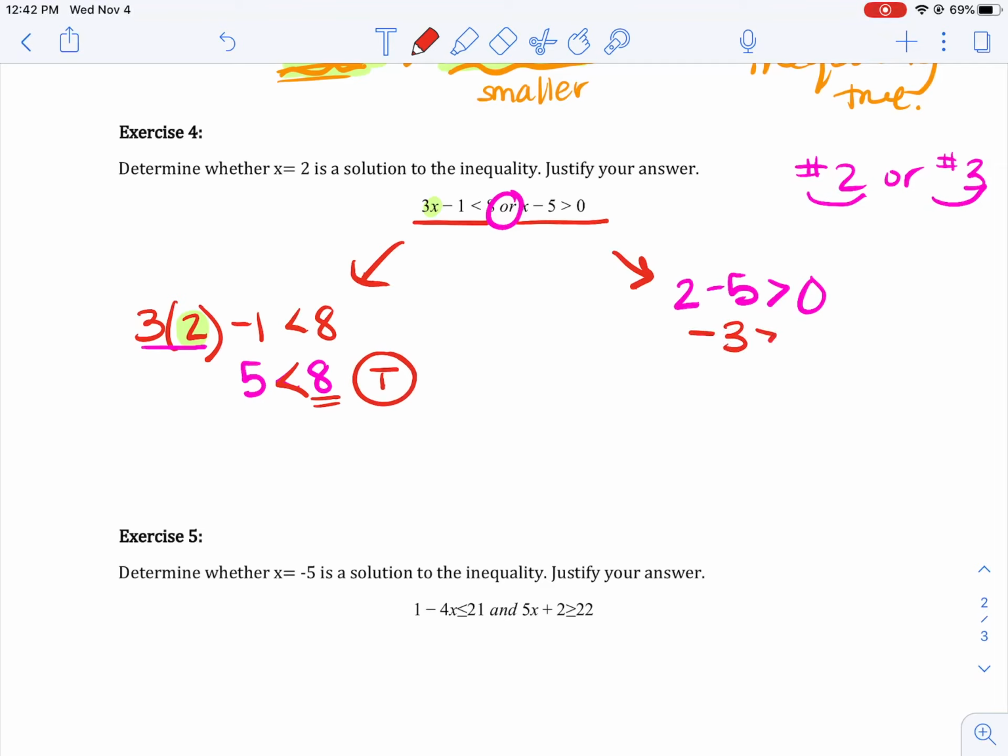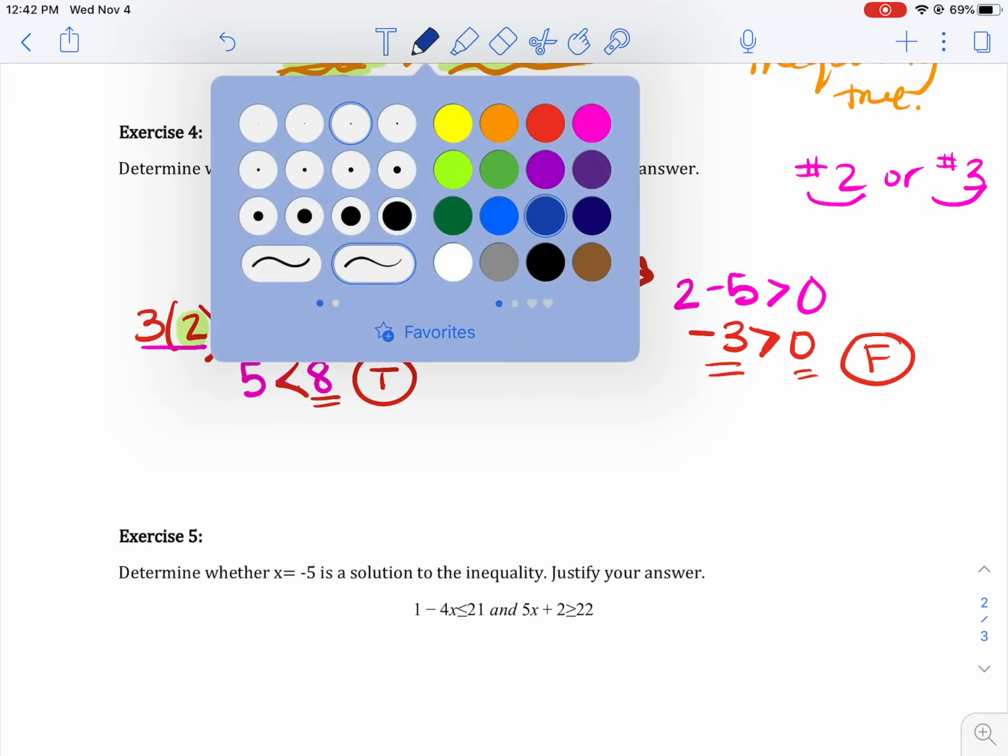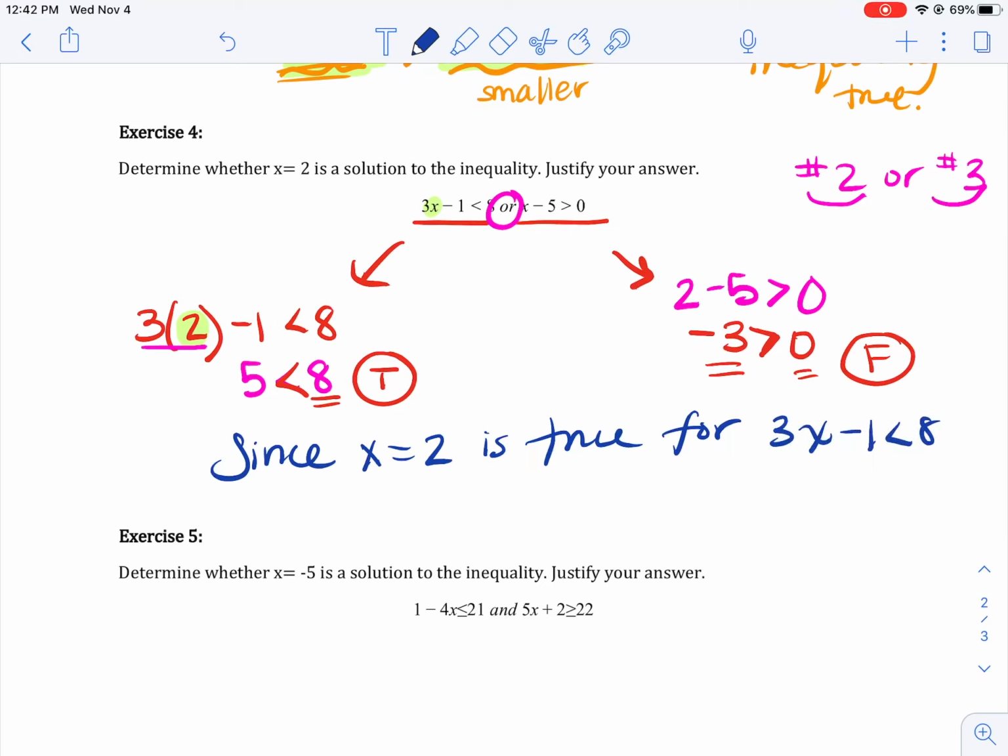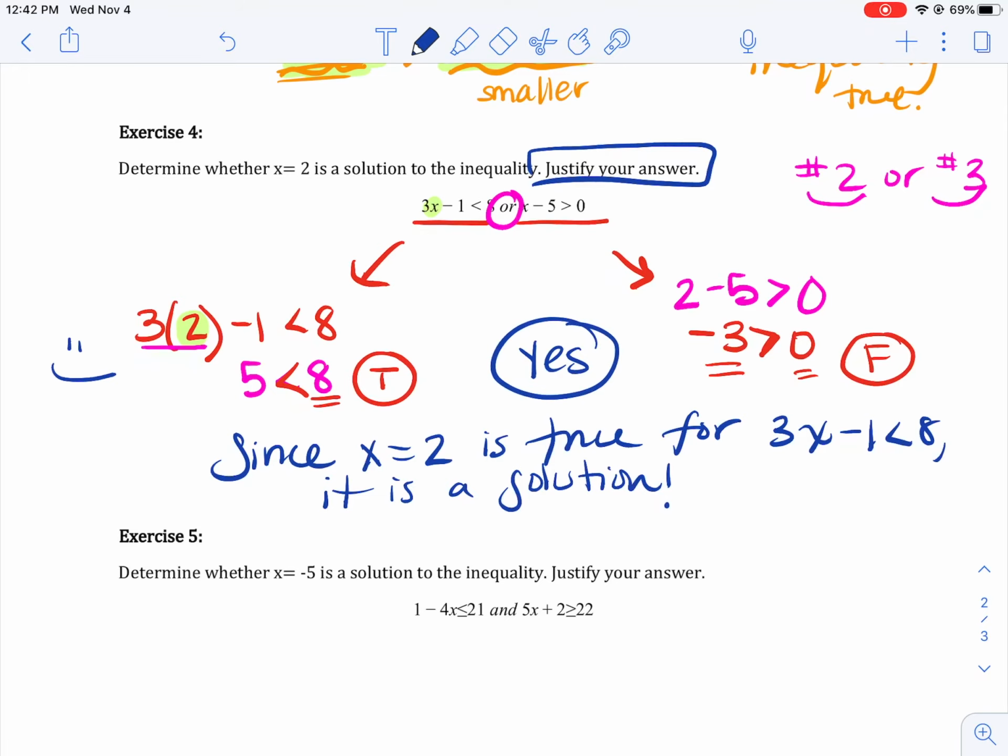Here, we have negative 3 is greater than 0. This is negative, so it's definitely not bigger than 0. So this is false. But it doesn't matter, because if we have this statement, if one of them is true, the whole thing is true. So since x equals 2 is true for 3x minus 1 is less than 8, it is a solution. Now, when we see the word justify, we don't actually need to go through and do everything, but we did show lots of good work. So we want to just make sure to say that somewhere, yes, it is a solution.